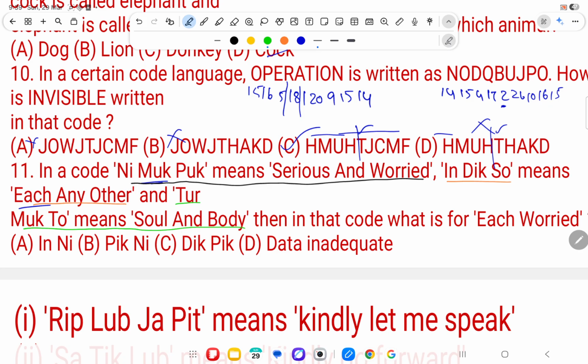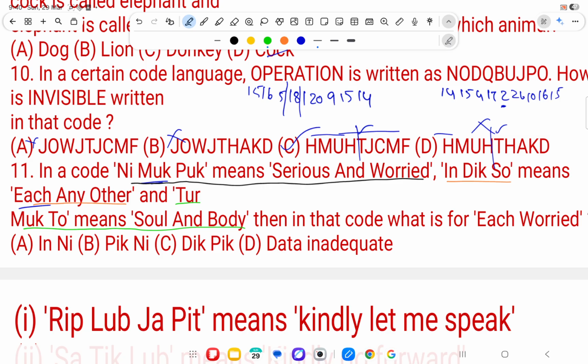Now each is not repeated anywhere. So INDIK, any of the letters can be taken as each. Okay, then worried, where is worried? See, first sentence, NI, MUK, PUK must be serious and worried. Then and is repeated. If you check in the first and last sentence, what is the common word? And. So the common code is MUK.